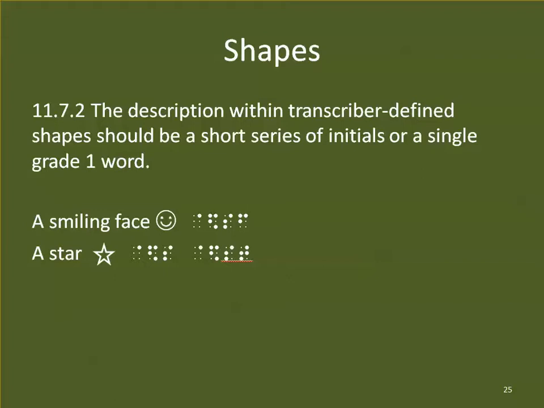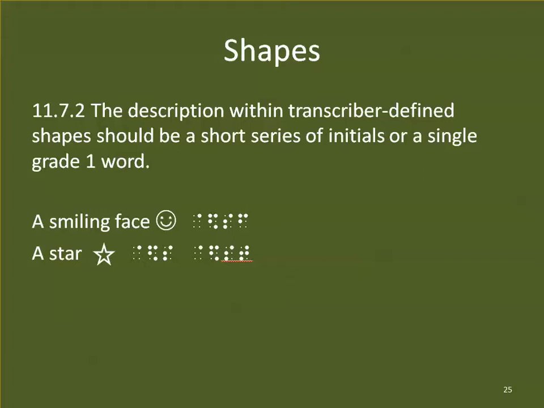So if we had, say, a smiling face, we would use the transcriber-defined indicator, which is dot 4, and then 1, 2, 4, 6. Notice we do not need the grade 1 indicator in front of these because we already have that dot 4, and it can't be mistaken for anything else. So we have dot 4, 1, 2, 4, 6, and then SF for smiling face. We can't have the words smiling face because that's 2 words. Nor can we use the ing contraction because that is a contraction, and we need to be in grade 1 mode here. So our option then is to just use SF, some initials.